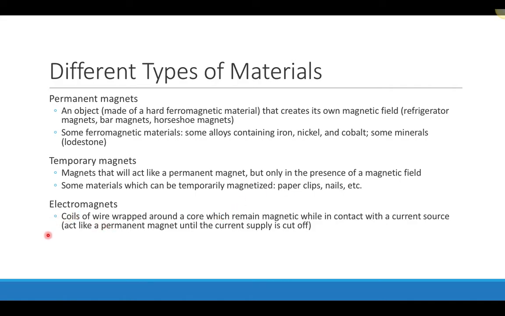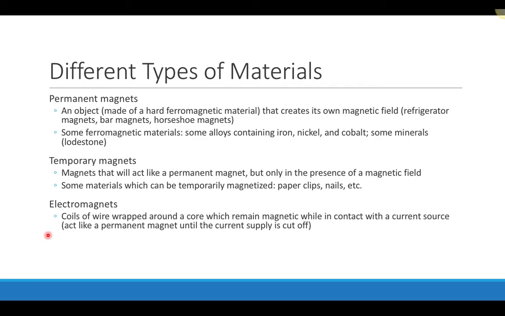You can also have electromagnets. Electromagnets are basically coils of wire that are wrapped around some core, and when you run current through that coil of wire, it produces a magnetic field. It can exert forces on a permanent magnet that's in the vicinity of that coil. The nice thing about electromagnets is that you can just turn off the current that's going through the coil, and the magnetism part of that electromagnet goes away.